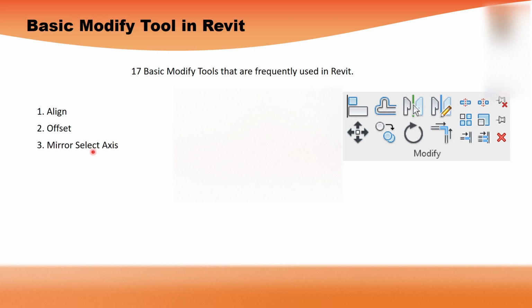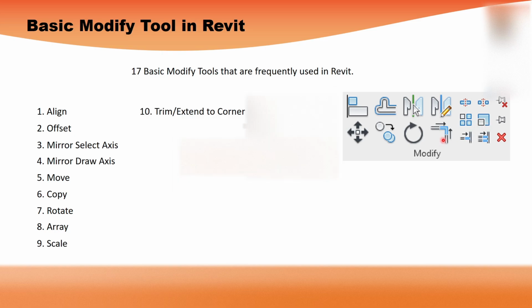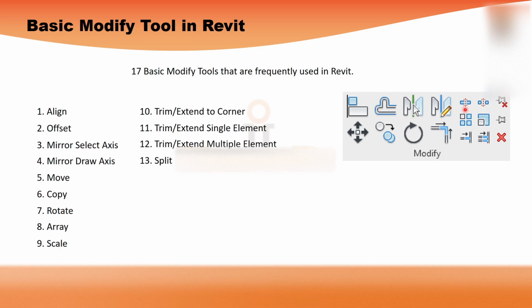Next, we have mirror select axis, which is next to the offset. Then we have mirror draw axis. Next we have move, then copy, and then rotate. Next we have array, scale, then we have trim extend to corner, trim extend single element, and then we have trim extend multiple elements. Next we have split element, and then we have split with gap. Next we have pin, unpin, and then delete.